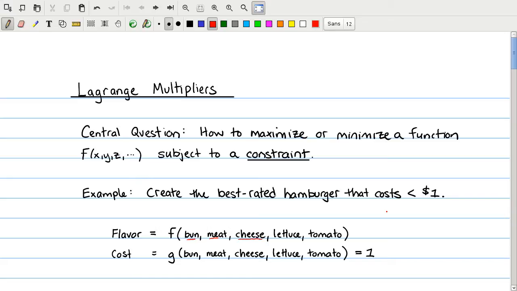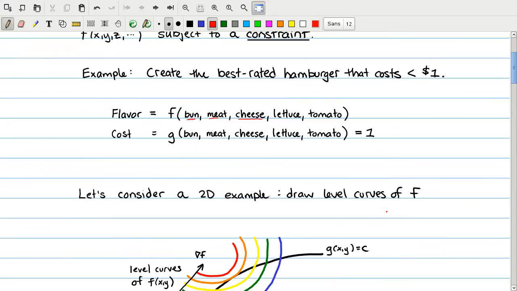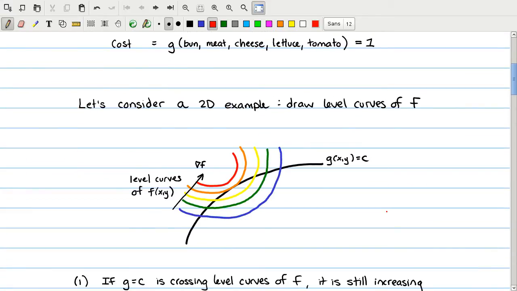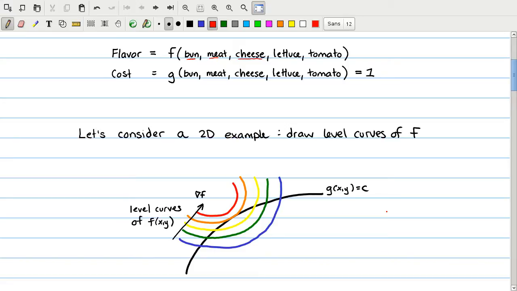Now let's draw a picture that will help us home in on what the correct equations are to answer this kind of question. I'll draw a picture just in 2D. To represent the function f, I will draw level curves of f, and to represent the constraint g of x and y equals c, I'll just draw a curve. So here's the curve, which represents the constraint, and here are the level curves of the function f that I'm trying to maximize. Blue being the smallest value of f, and red being the largest value of f, and the gradient pointing from blue to red.